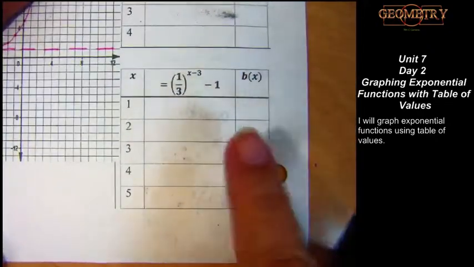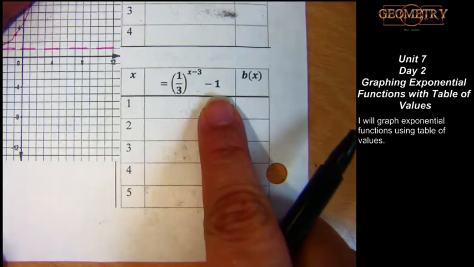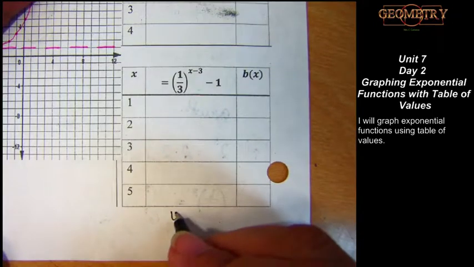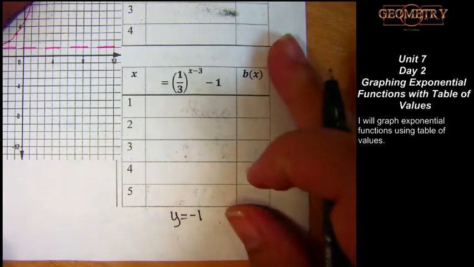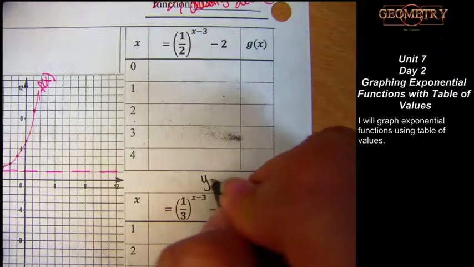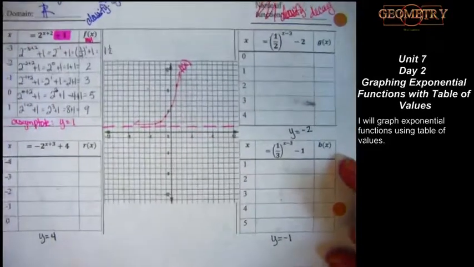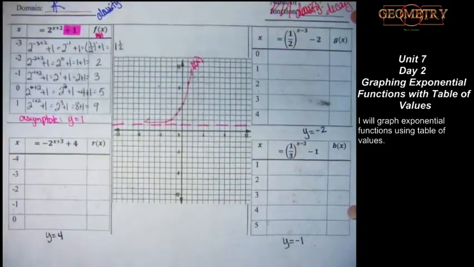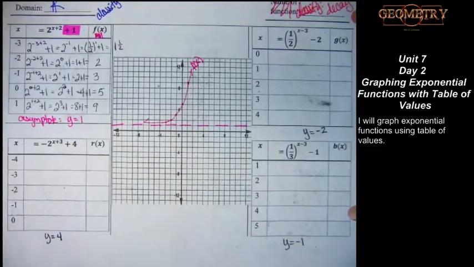For this one, what's the equation for the asymptote? Beautiful, thank you. And this one, the asymptote is at y equals -2. Wait, Miss, can you put it back to this one? Sure, I'll slide it over just a little bit like that. Trying to get my camera to focus.